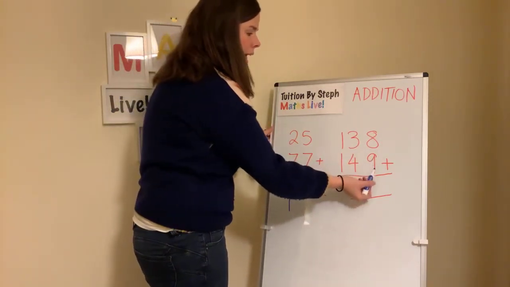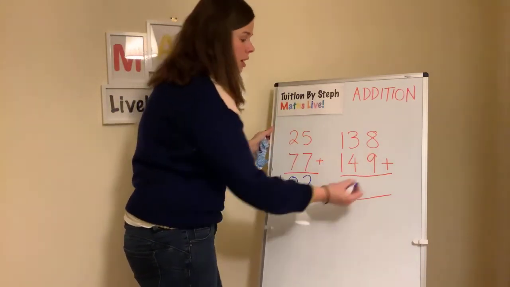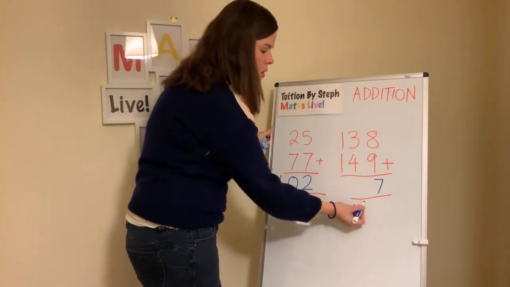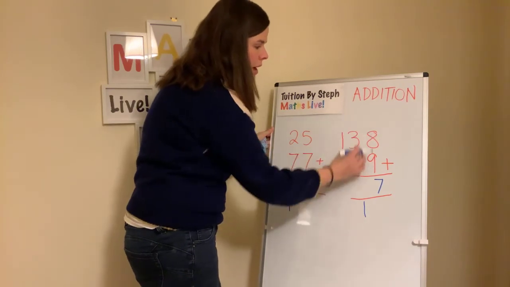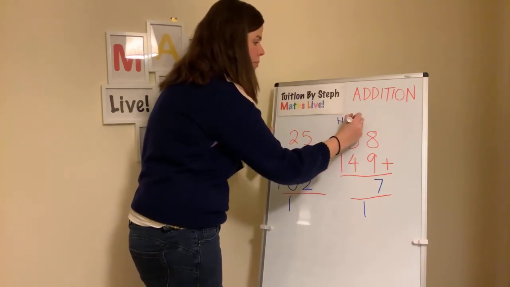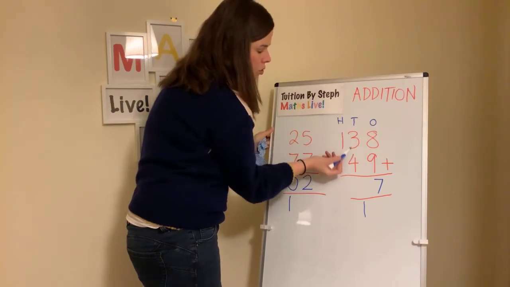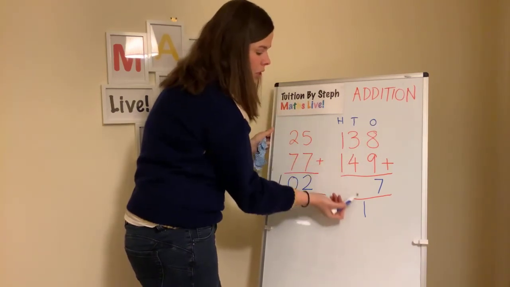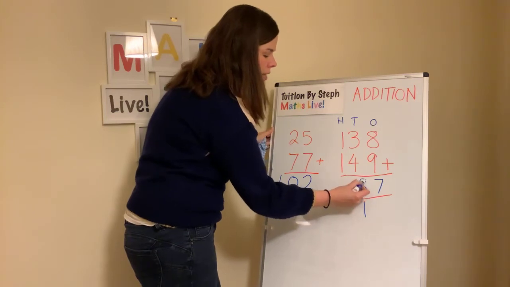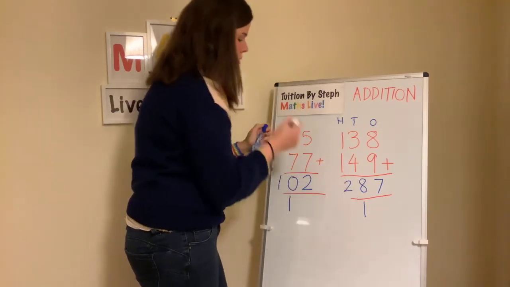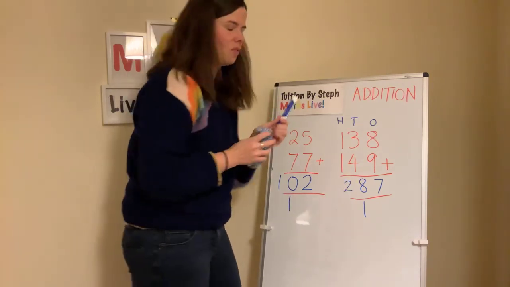Here, 8 plus 9, okay, is 17. So put our 7, carry our 1 across. And now remember, we've got the hundreds this time, doesn't matter how big it gets. So in our tens column now, we've got 3 plus 4, which is 7, plus 1, which is 8. And then our final column, we've got 1 plus 1, which is 2. So 287. Well done if you got that.